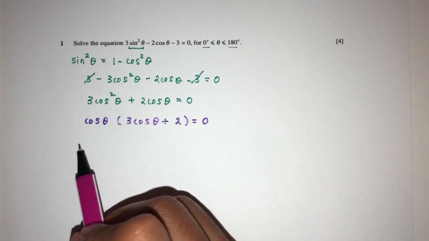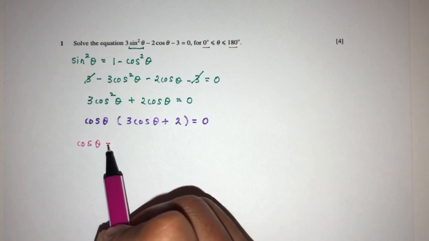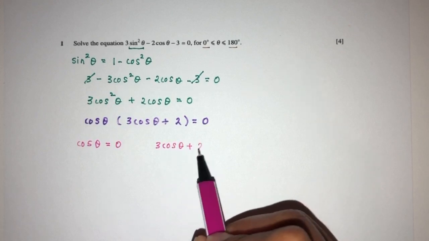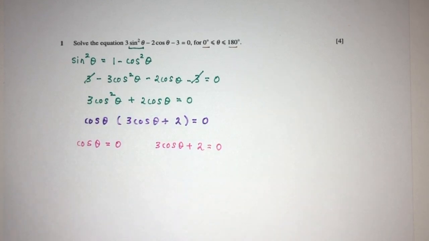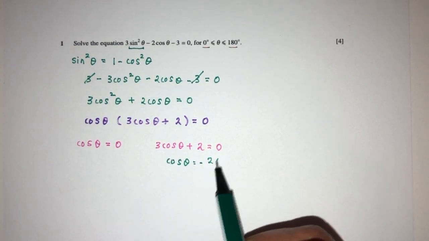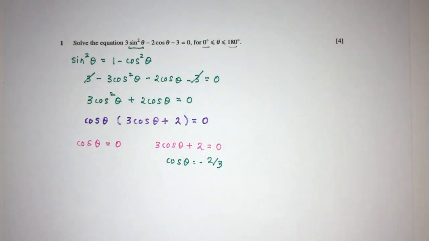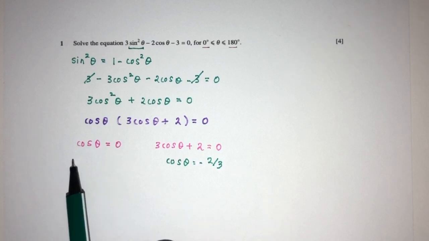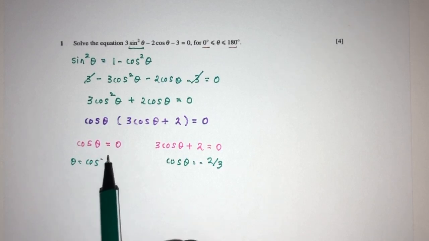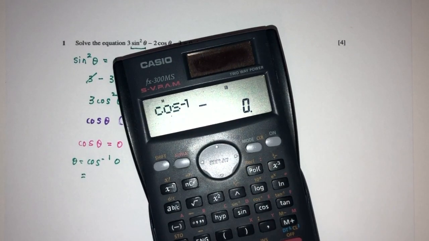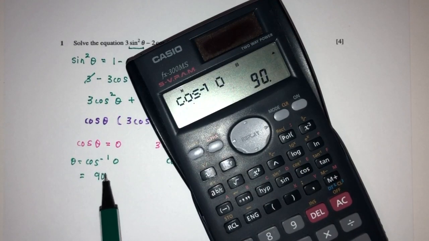The first value will be cos theta is equal to 0, and then we can have 3 cos theta plus 2 is equal to 0. Now for this one, that will be cos theta is equal to minus 2 over 3. Now let's look at them one by one. So here we have cos theta equal to 0. So let's find theta. Theta will be cos inverse of 0. That should be what? Let's find out. Cos inverse of 0. Here we have to use degrees. That will be 90 degrees.